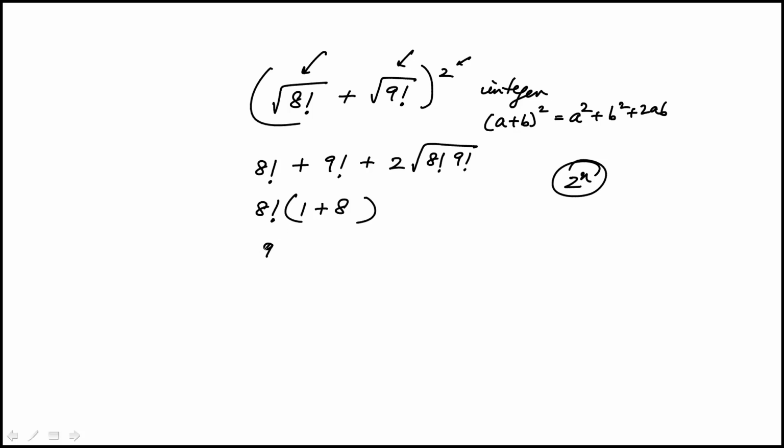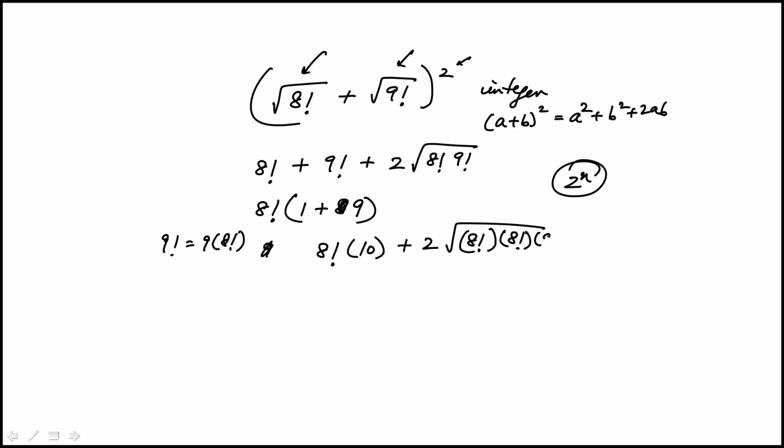Actually, yeah, I'm making a mistake. This is 9, because 9 factorial is 9 times 8 factorial, so 1 through 8. So this will be 8 factorial times 10. And then this would be 8 factorial times 8 factorial times 9.